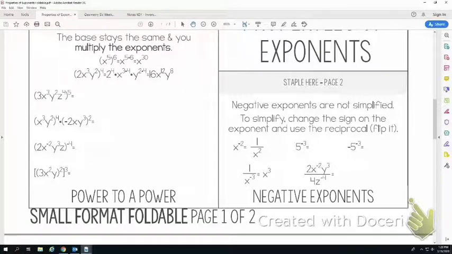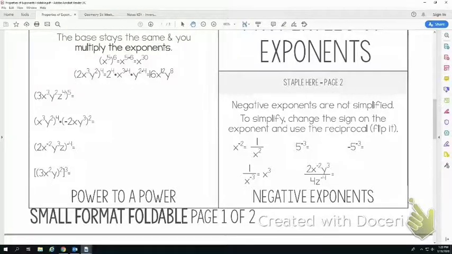So it says that negative exponents are not simplified. So that means whenever you have your final answer, you don't want to have negative exponents in it. To simplify, change the sign of the exponent and use the reciprocal or flip it. So the way I explain this is if you have a base with a negative exponent, move it to the other part of the fraction and make the exponent positive.